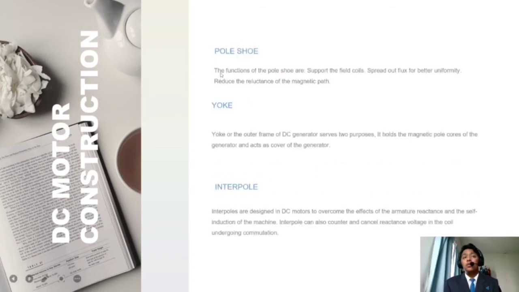Alright, so now we have the pole shoe. The function of the pole shoe is as shown. It supports the field coils. It spreads out flux for better uniformity, and it also reduces the reluctance of the magnetic path.